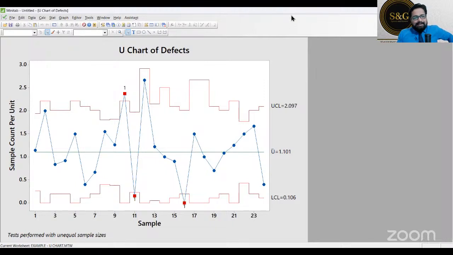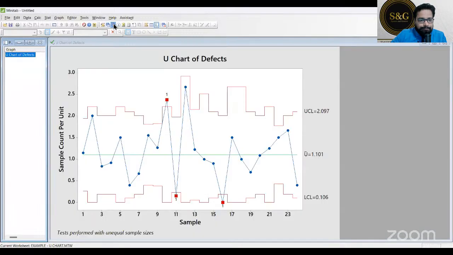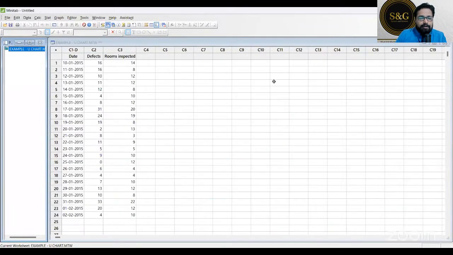Now, what is this data? Just try to understand this data first, okay? पहले data को समझ लेते हैं. Go back to the data. You will find here. So, how is this data plotted? Let's try to understand this first. So, let's say 14 rooms and 16 defects, right? So, 16 divided by 14. Maybe let's say 1.2. So, this 1.2 will be plotted in the first data point.